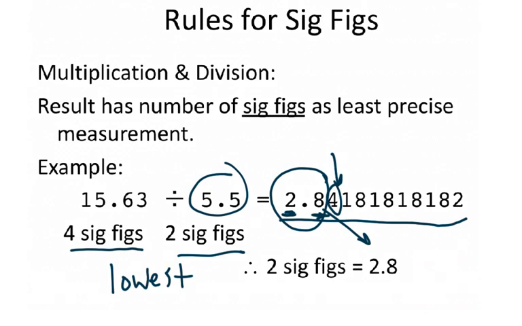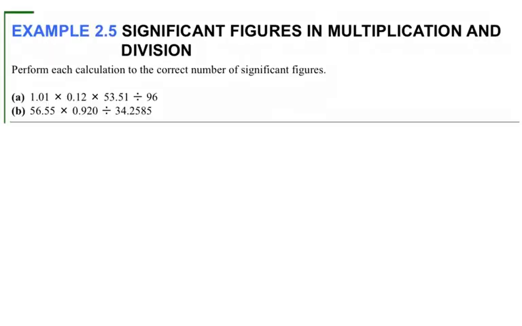Now let's go over some more examples. Here we have two examples, A and B. In example A, you are being asked to multiply and divide. Since both use the same rule, it doesn't matter if both operations are involved in the same problem. So what you would do here is simply get your calculator and multiply 1.01 times 0.12 times 53.51, multiply those three, then divide by 96, and on your screen you should get 0.067556.